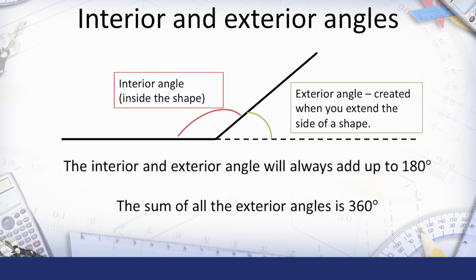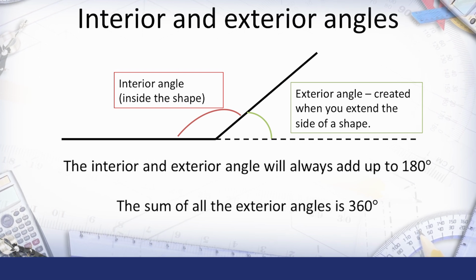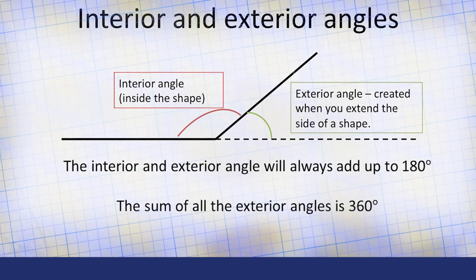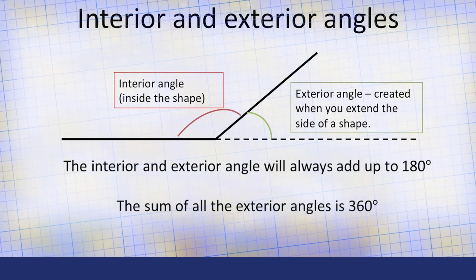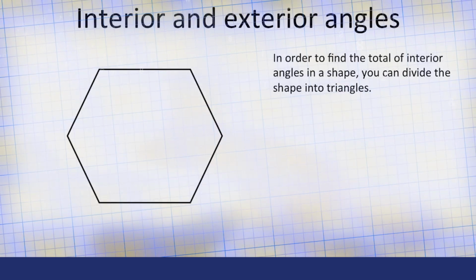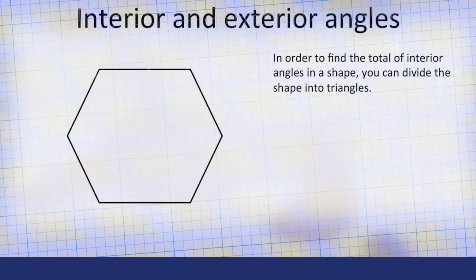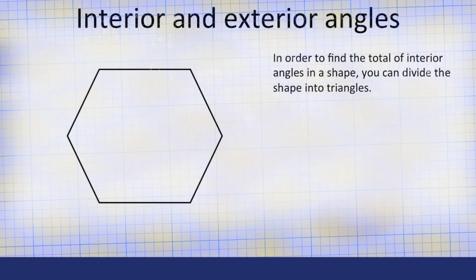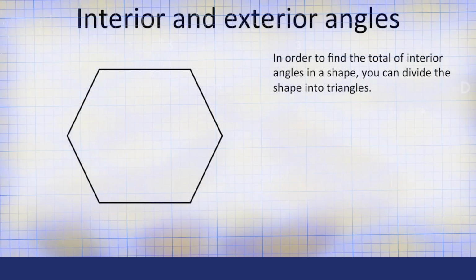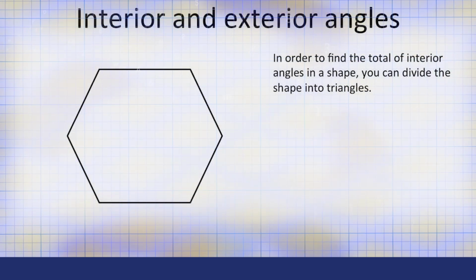Make sure you know the difference between the two. Remember, an interior angle is inside the shape, and the exterior angle is the angle that would be created when you extend one of the sides of the shape. If we want to calculate what the interior angles add up to within a shape, we can do it as follows. We divide the shape into triangles.